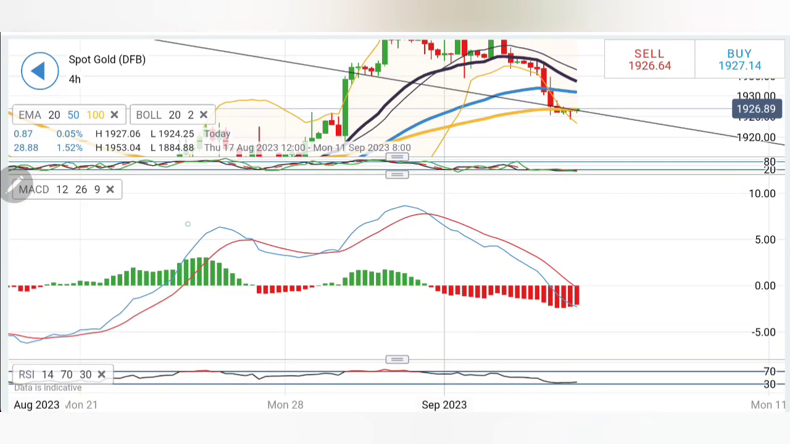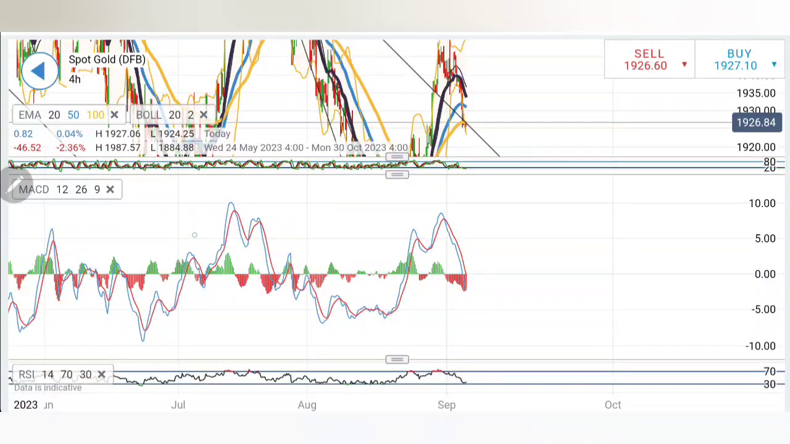Stochastic is oversold. MACD is extremely divergent bearish. It can try to converge. Now at this point we have discussed that it is at a higher level. It can possibly continue with the bearish momentum. So far that has happened.